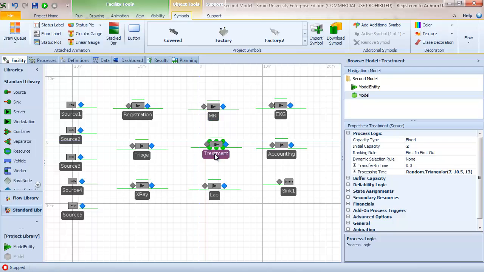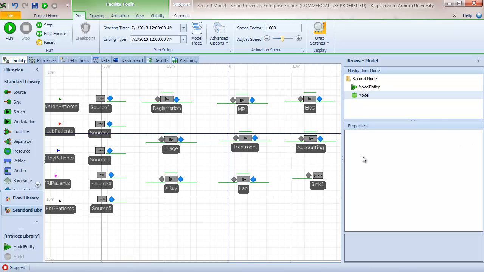Treatment, capacity 2, mean of 10.5 minutes. Lab, capacity 4 with a mean of 10 minutes. EKG, capacity 1 with a mean of 25 minutes. And finally, accounting, capacity 4 with a mean of 5 minutes.